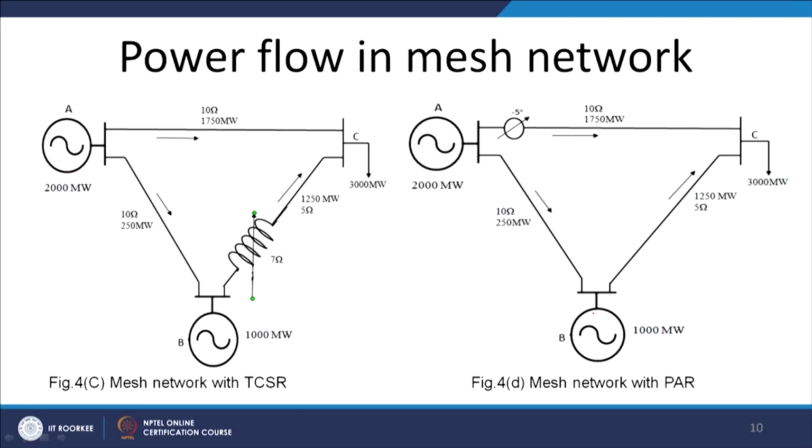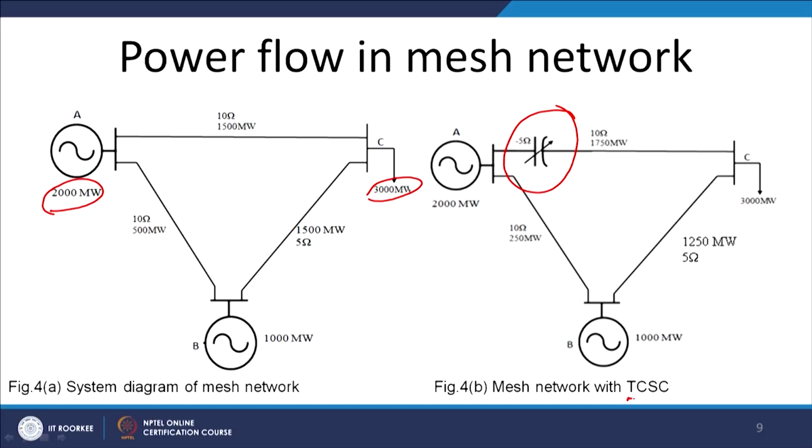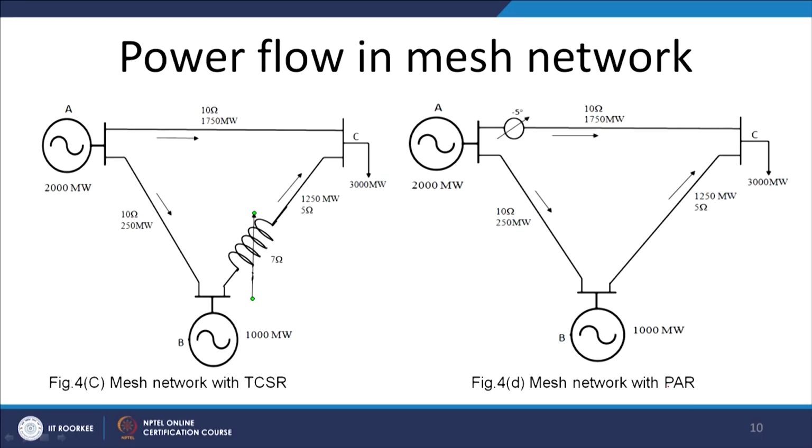Similarly, we can also increase the flow through C in a network with a TCSR. In the previous slide, it used a TCSC, which is the thyristor controlled series compensator. Now it is the thyristor controlled series resistor. These are the nomenclature of TCSR. All the nomenclature will be given in a subsequent lecture.